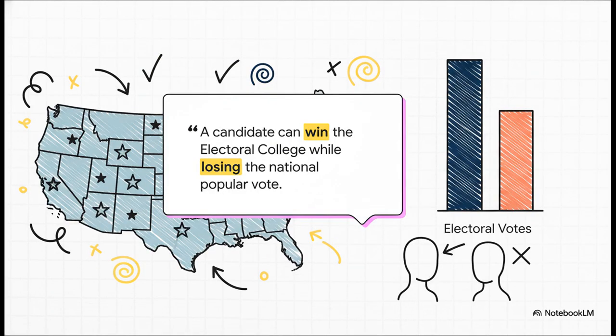And this leads us to the most controversial feature of the entire American system. It is absolutely possible, and believe me, it has happened, for a candidate to win those 270 electoral votes and become president, even while more people across the country voted for their opponent.